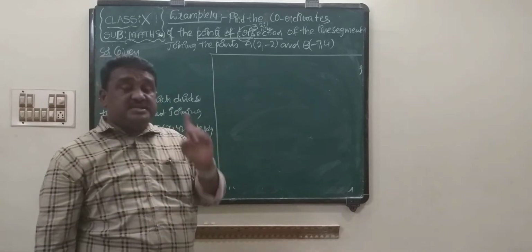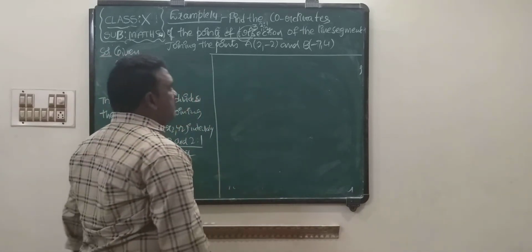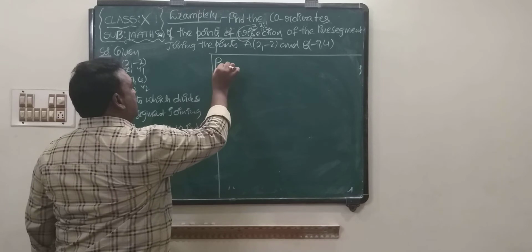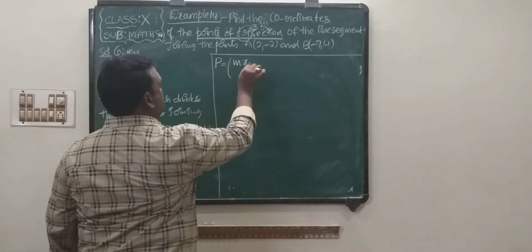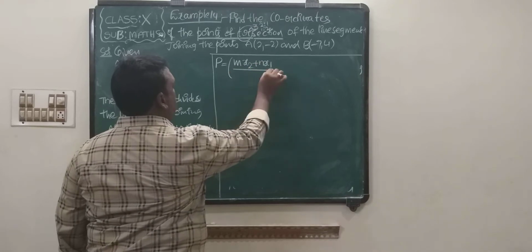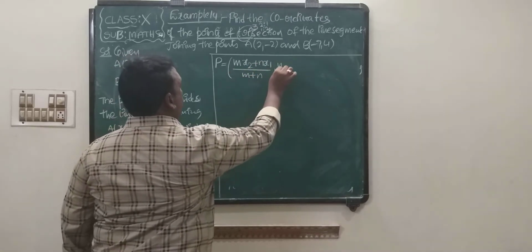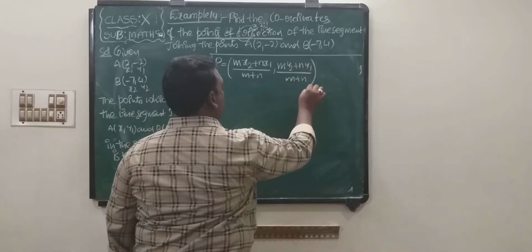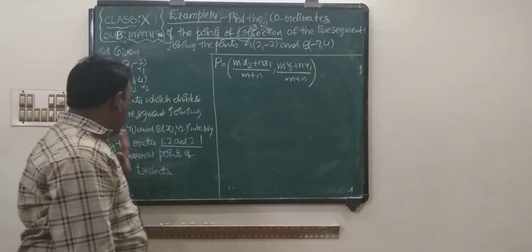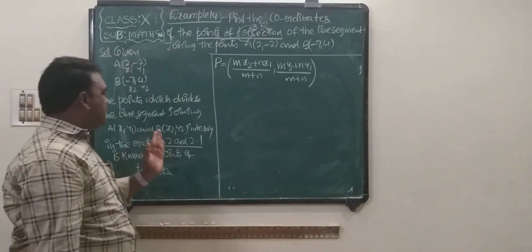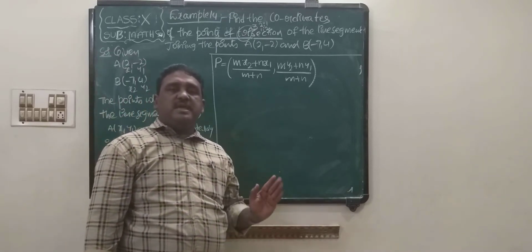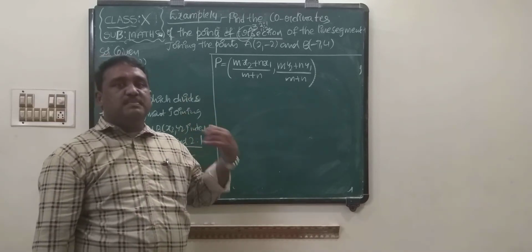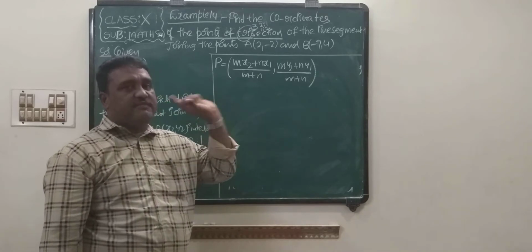So both 1:2 and 2:1. Then what formula will we write now? The ratio formula, you know. P equals (mx2 plus nx1) by (m plus n), (my2 plus ny1) by (m plus n). That is the ratio formula: the point which divides the line segment joining A(x1, y1) and B(x2, y2) internally in the ratio m:n. I am not writing the complete matter again, directly I am writing the formula.